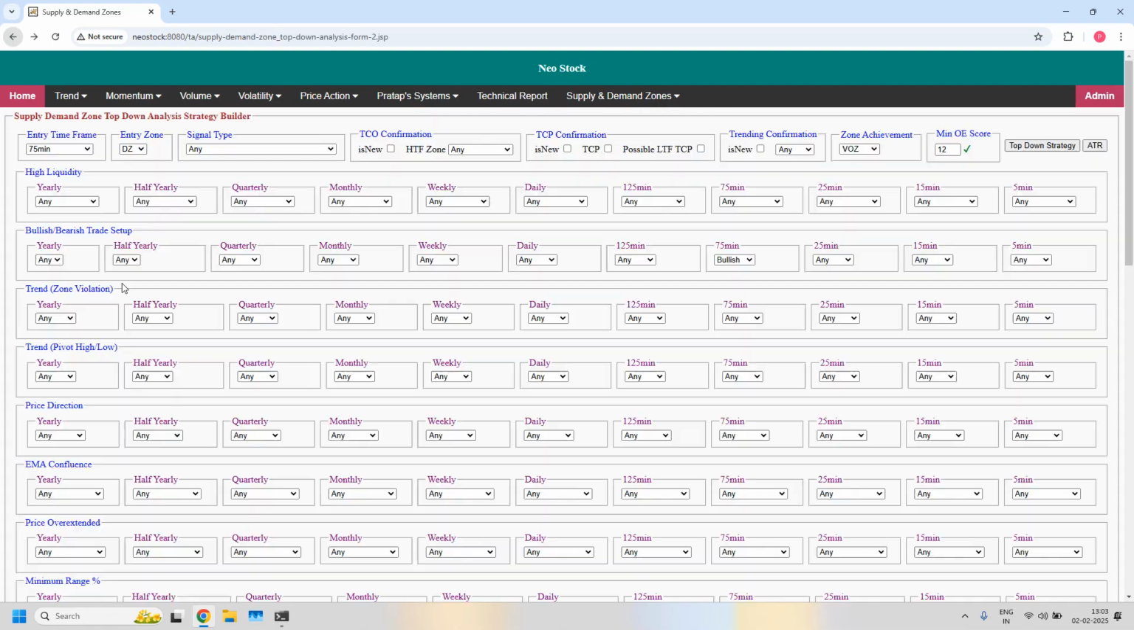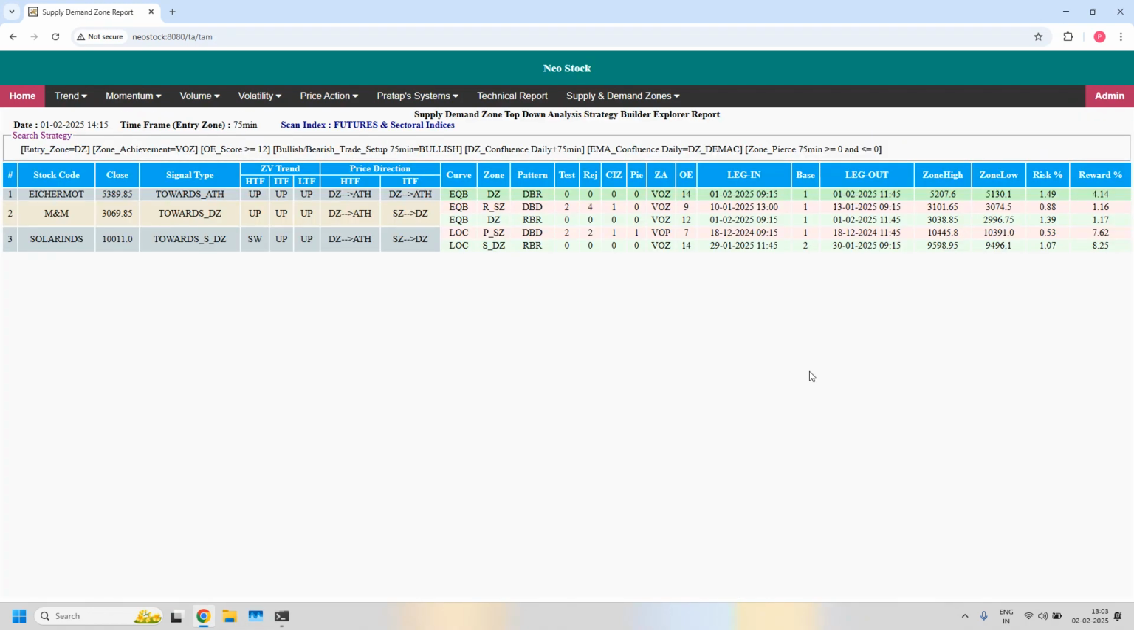Let's verify the EMA confluence in daily time frame. Why daily? Because the 75 minute zone, the entry time frame zone, is overlapped with the daily zone. That means it is part of it. That's why we are looking for whether the daily demand zone has daily EMA confluence or not. All the 3 are having daily EMA confluence. They are high probability trade setup supported stocks.